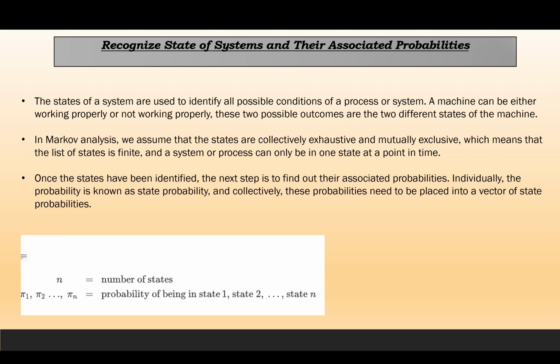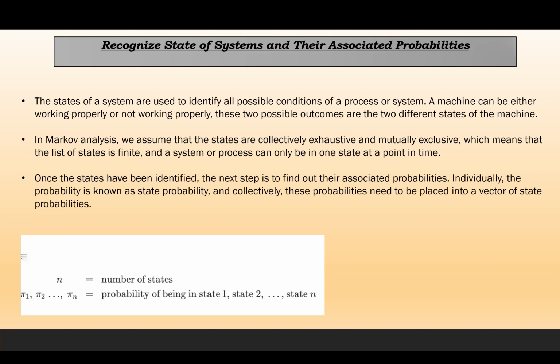Once the states have been identified, the next step is to find out their associated probabilities. Individually, the probability is known as the state probability, and collectively, these probabilities need to be placed into a vector of state probabilities and add up to 1. Below, you can see the mathematical representation of the number of states and the probability of being in a state. Next, Kim, please.